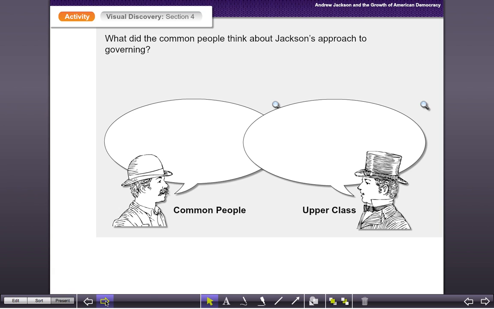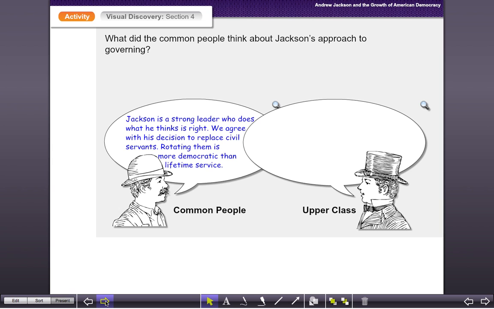All right, welcome back. I hope you got the reading done because you need to. That's where the details are. That's where your success lies, at least taking a look so you can get familiar with some of those terms. Let's think about how common people might have thought about this. This particular example says Jackson is a strong leader who does what he thinks is right. We agree with his decision to replace civil servants, rotating them as more democratic than lifetime service. So there might be some information in there to help you understand how some people believed he was promoting democracy.